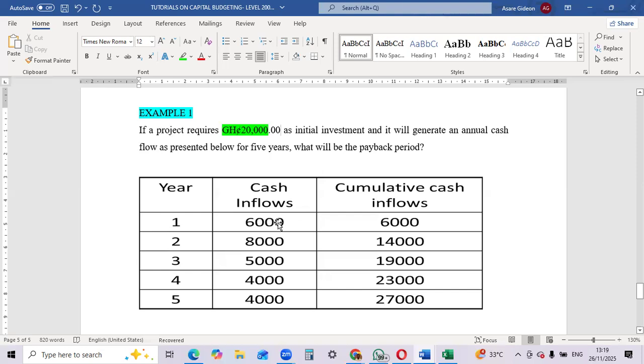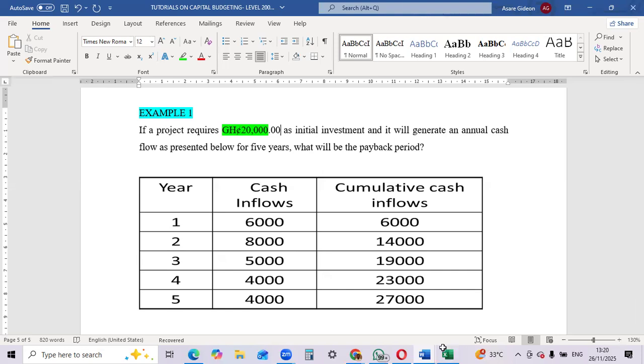So when we add the two, 6 plus 8 is what? 14. 14 plus 5,000 is 19. And then realize that here 19 is not the same thing as 20. So you have to go to the next year, which is 4,000. And when you add 4,000 to 19, it is 23. So it means that the payback period is between the third year and then the fourth year.